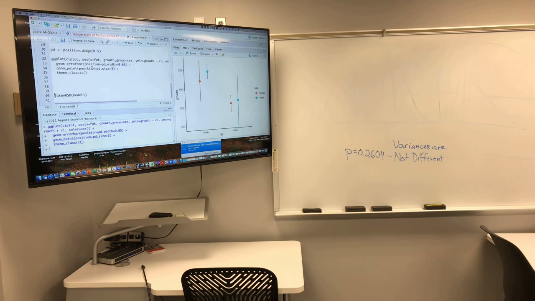So now put position equals PD in the specifications for geom error bar and geom point. If you only do it one place, it's going to separate your error bars from your points. I'll try that. Yeah, there we go. Everybody else get something that looks like this? Okay.